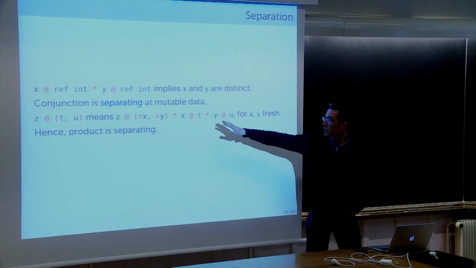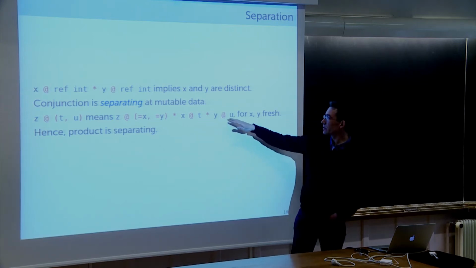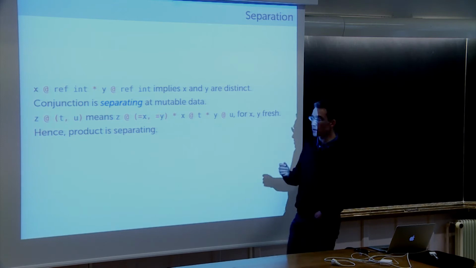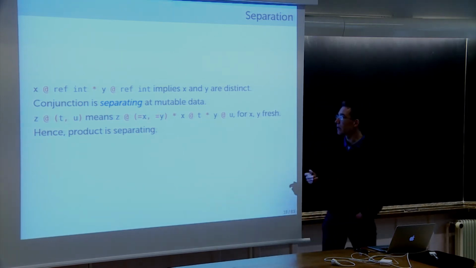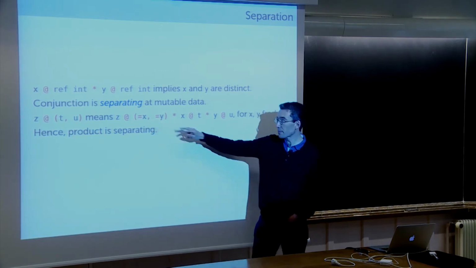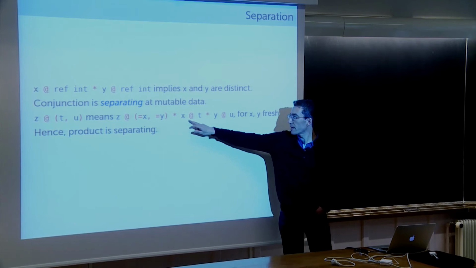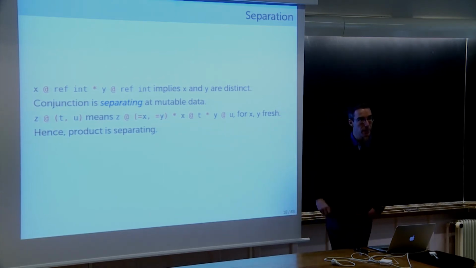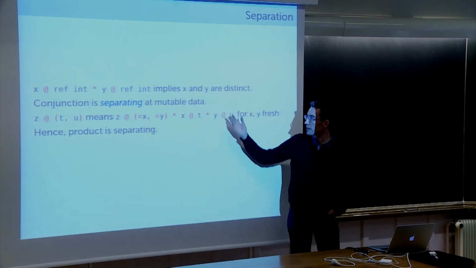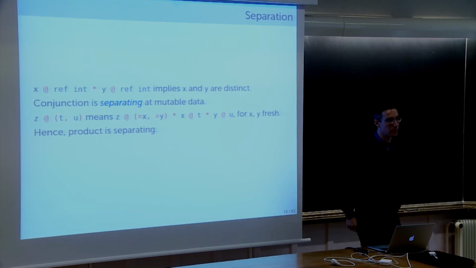And the same thing for pairs. The interpretation of pairs is given by this decomposition law. If you know that Z is a pair of something of type T and something of type U, it really means that you could name the two components of the pair and say that separately you have permission for X at T and Y at U. And this implies that, because conjunction is separating, product is also separating.